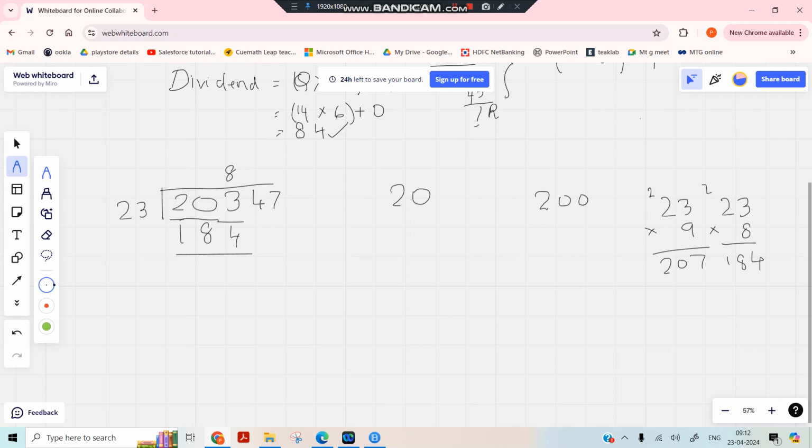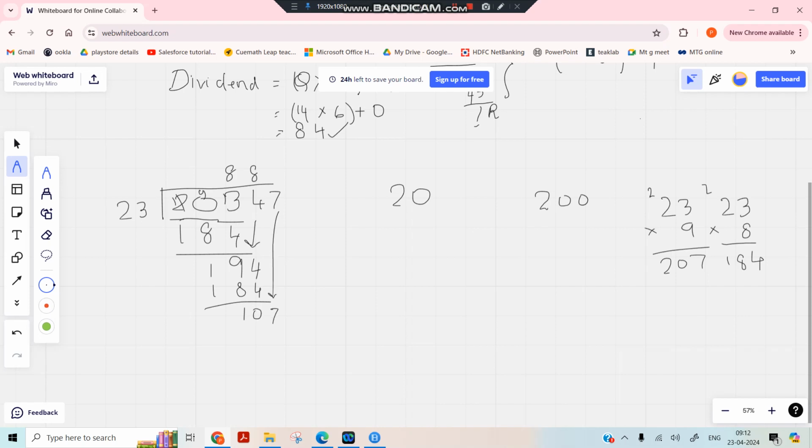If you subtract, you get a 19. 4 comes down, 194. Now see, over here, you have 23 times 8 is 184. You've already done that. So you can quickly put a 8 and you put a 184 and you get the remainder as 10 and your 7 comes down.